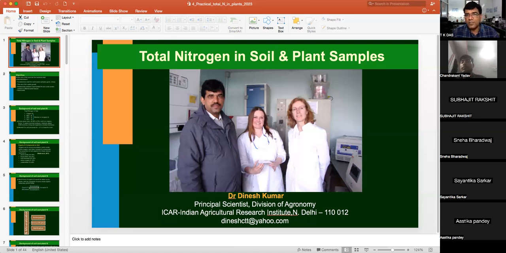Here, students, there is no available nitrogen kind of thing in the plant sample. Here, only one thing is there, that is total nitrogen in plants. However, in soil, you have total nitrogen and available nitrogen. Can somebody tell me the difference between total nitrogen in soil and available nitrogen in soil?